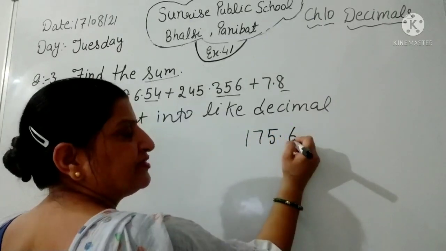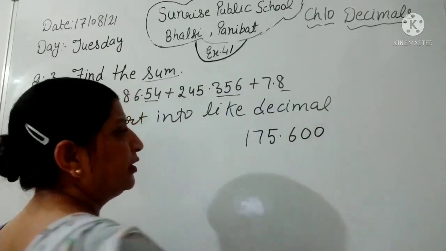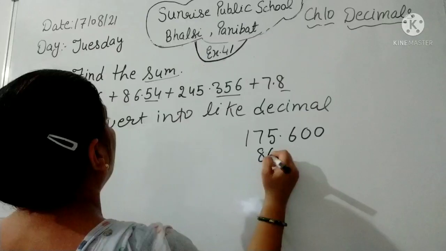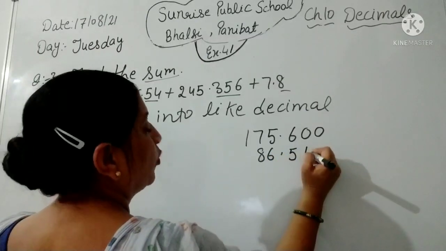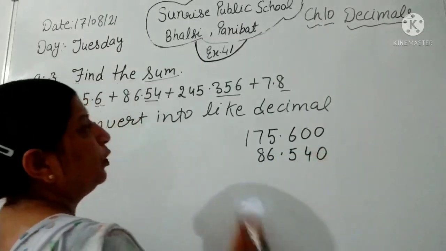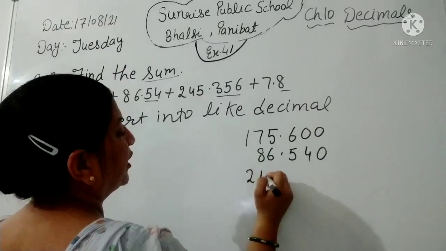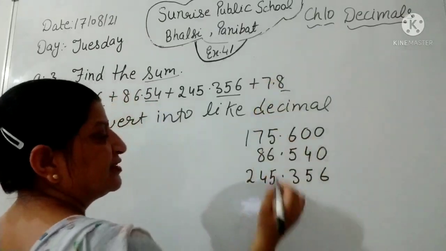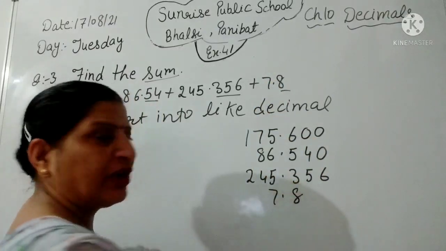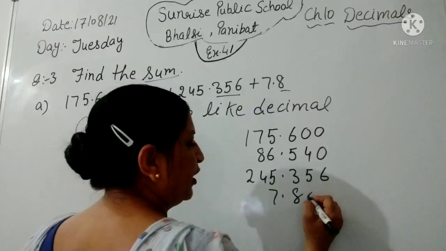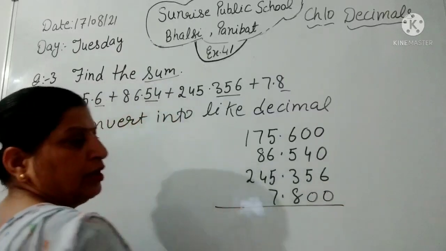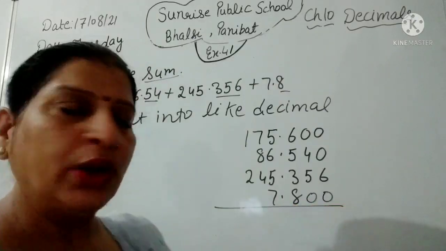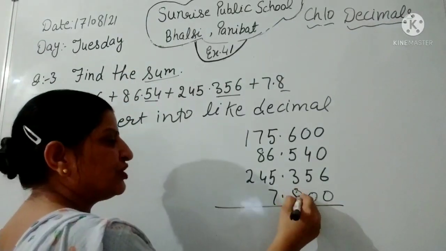175.6 has 1 digit, so we have to make 2 more digits. So we write 0 here. Now the next number is 86.54. 1 digit is left, so we put 0. Next number is 245.356. 7.8: only 1 digit is given, so we convert it using 2 more digits, and we convert them into like decimals. Now our question is ready.